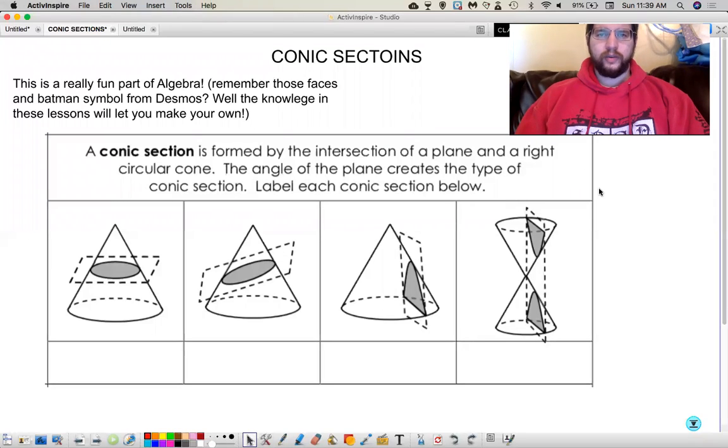Hey guys, so this week we're going to be talking about conic sections. Actually, we're going to talk about it this week and next week. We're just going to talk about circles and ellipses this week. So a conic section is just that. It's part of a cone.